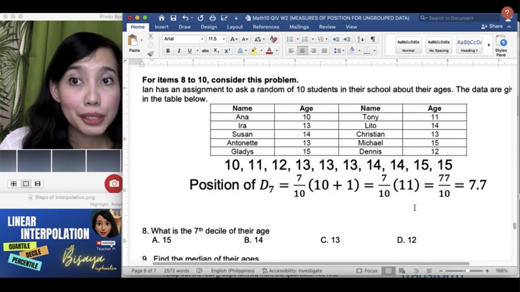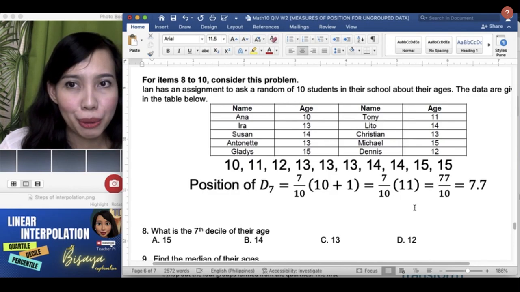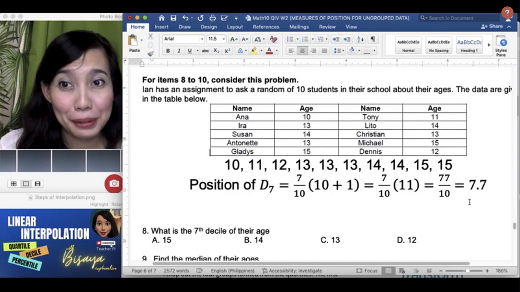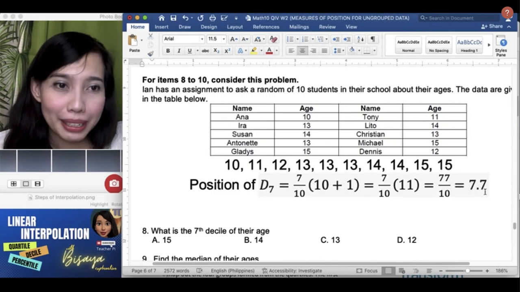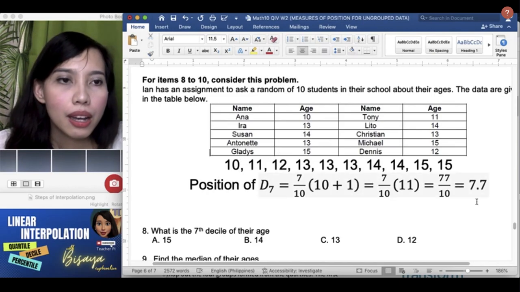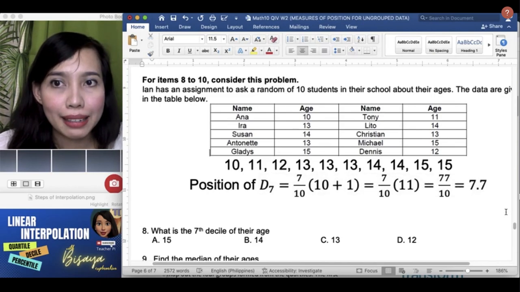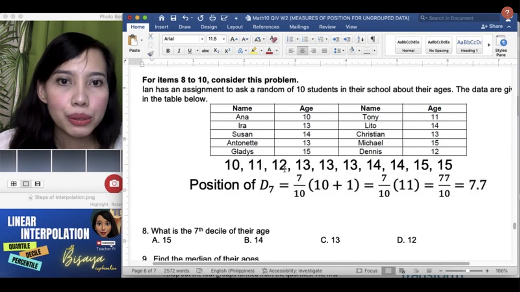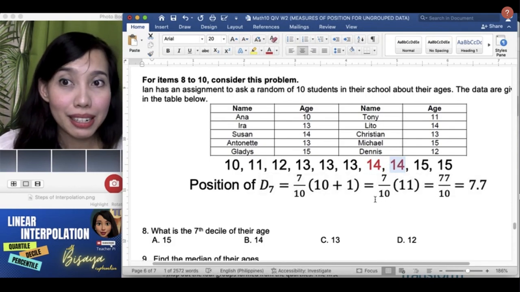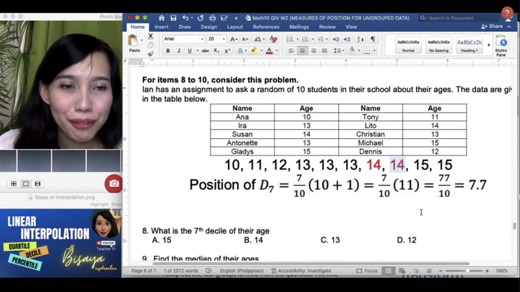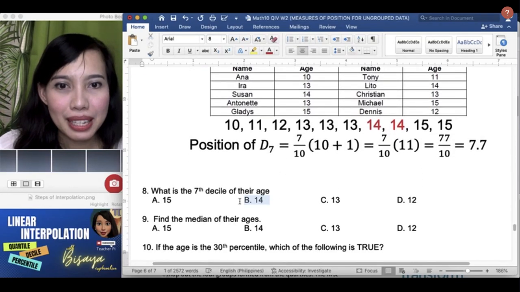Okay, class, if we will interpolate this, since it is a decimal value, but actually we can also round it off. If we interpolate, since it is a decimal value, we look for the 7.7 position. 1, 2, 3. It should be between 7 and 8. 1, 2, 3, 4, 5, 6, 7, and 8. It's just 14. Right? It can be done, no problem. 14. So the answer should be 14.